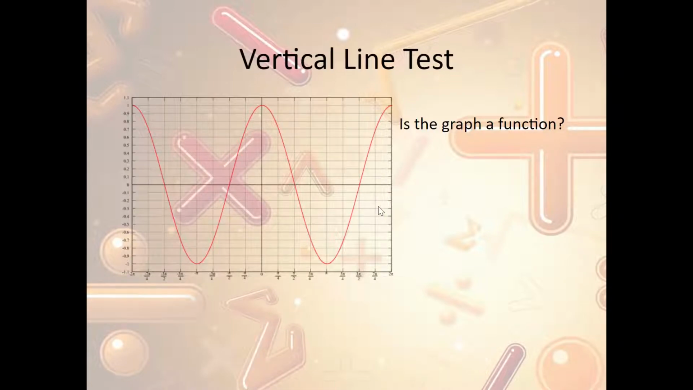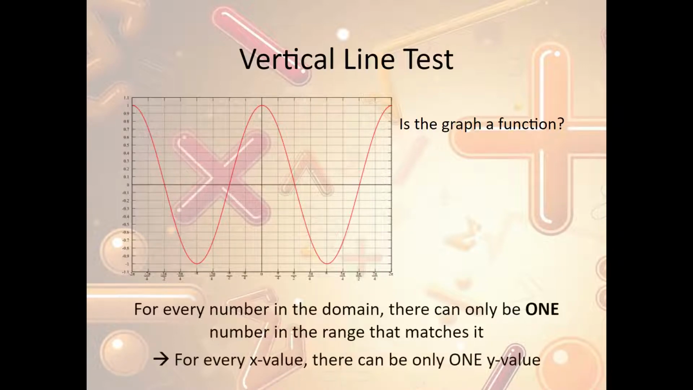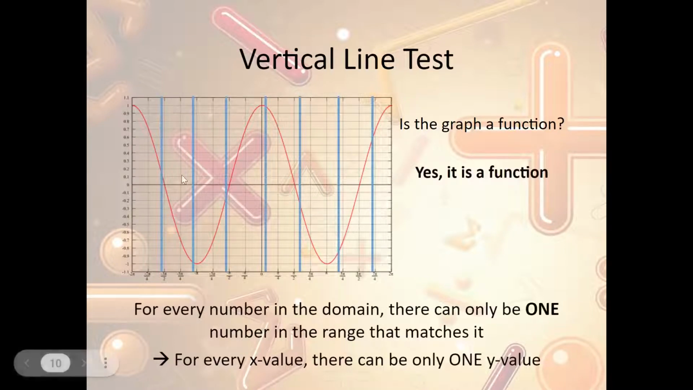Now what about this one? Is this one a function? Well, let's take a look. Is there any place I can draw a line? Notice I drew several lines in different places, and no matter where I drew the line, it still only crosses in one place. So even though the graph looks really funky, right? It goes up and down and up and down, I still can't cross in 2 places, so therefore this is a function.